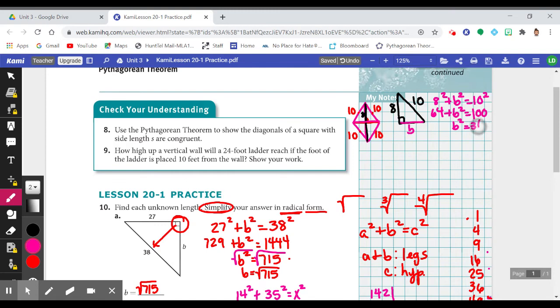B squared is 36. And you might know this one. 36 is a perfect square of, hopefully you said, 6. So the length of this side is actually 6, I believe, centimeters.